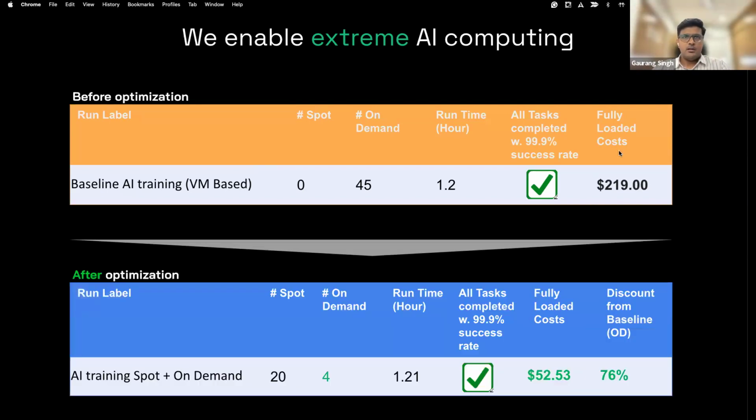When we started optimizing it, we moved some of their workload from on-demand to spot, right? So we picked 20 spot for them, 4 on-demand. The job ran almost the same time, a little bit extra of 1 minute. All the jobs are completed, but the cost incurred now is $52, right? And everything is automated. The engine decided which type of node and which type of instance, everything. The result is 79% cost reduction.